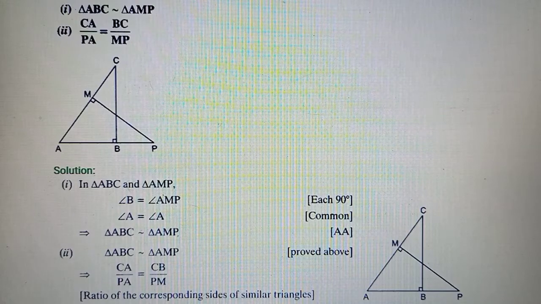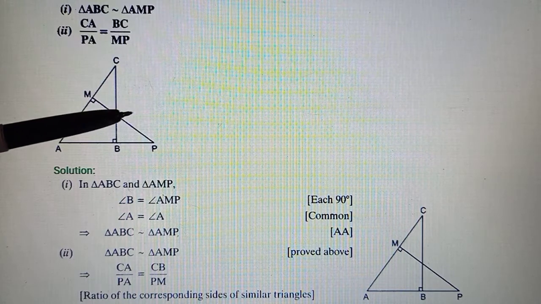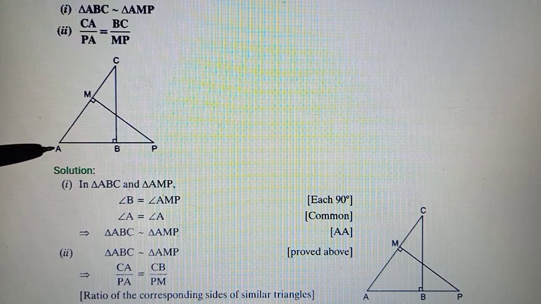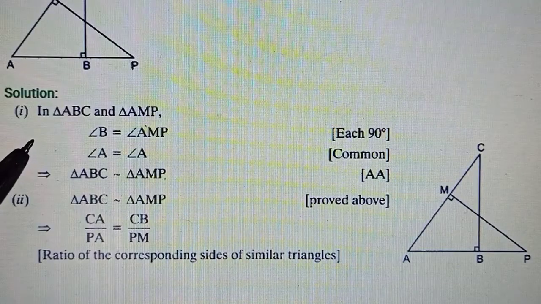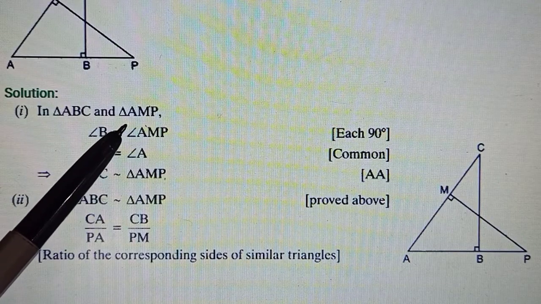Children, question number 9 is also simple. Two right triangles have been given to you and they are asking you to prove them similar and then show this proportion. Okay. So these are the two triangles that we have to prove similar.